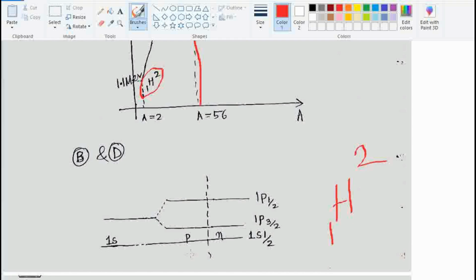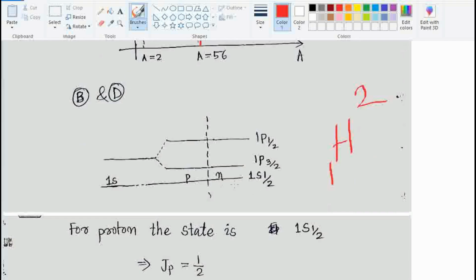Now if you place both neutron and proton, they will be placed in the ground state only, and the ground state is 1s 1/2. In 1s 1/2 the j value, that is the spin value, is 1/2, and the l value, that is the orbital angular quantum number, is given by s. For s, l equals 0.